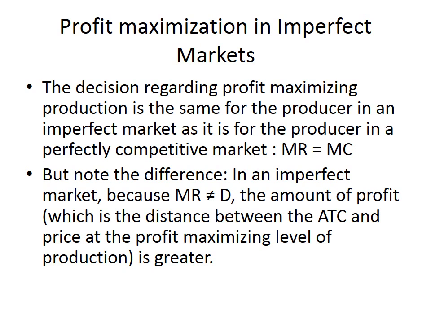As I just said, I wanted you to have something hard copy to look at while we go over this. The decision regarding profit maximizing production is the same for the producer in an imperfect market as it is for the producer in a perfectly competitive market: marginal revenue equals marginal cost. Note the difference. In an imperfect market, because marginal revenue is not equal to demand, the amount of profit, which is the distance between the ATC and the price at the profit maximizing level of production, is greater.